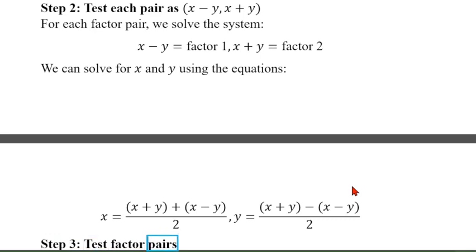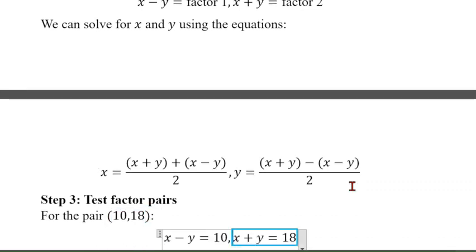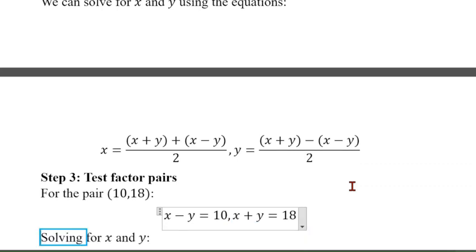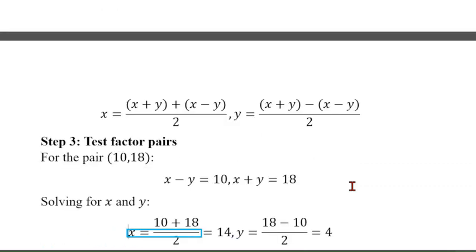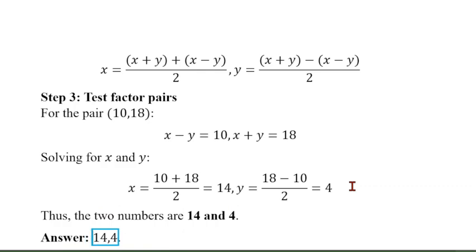Step 3. Test the factor pair (10, 18). x minus y equals 10, x plus y equals 18. Solving for x and y: x equals 10 plus 18 over 2 equals 14, y equals 18 minus 10 over 2 equals 4. Thus, the two numbers are 14 and 4. Answer: 14, 4.